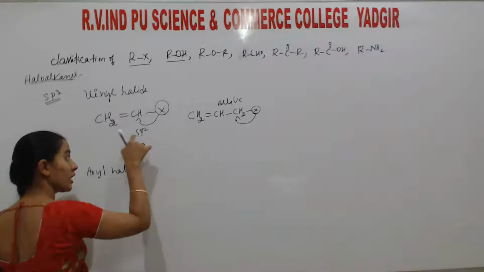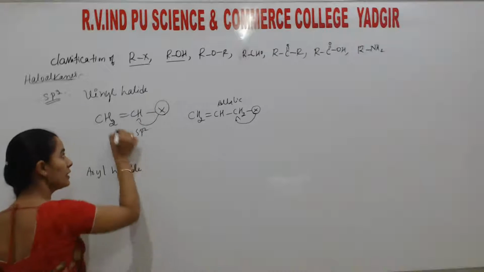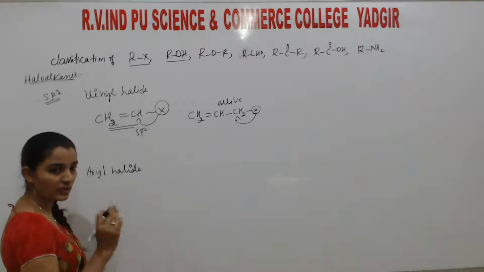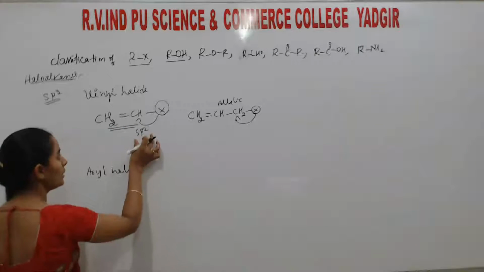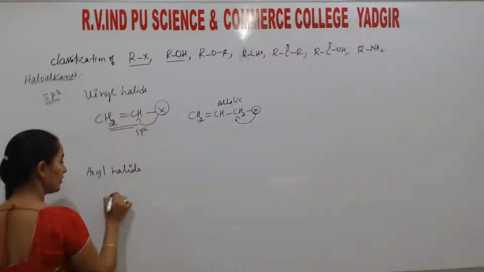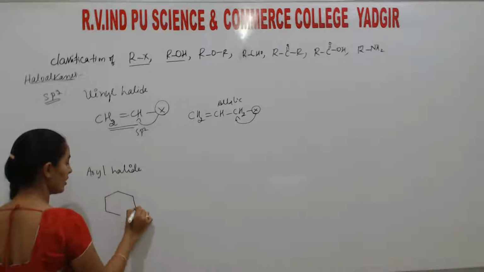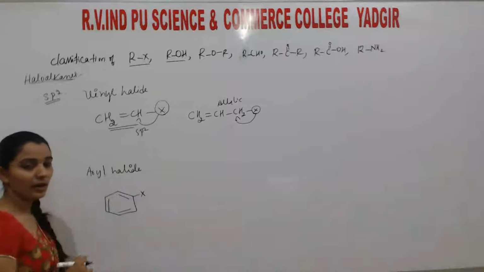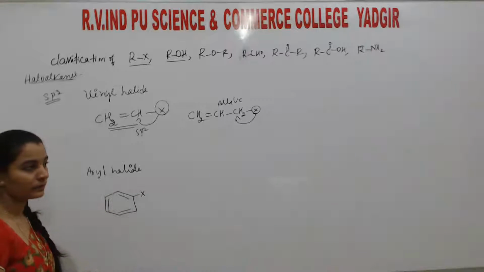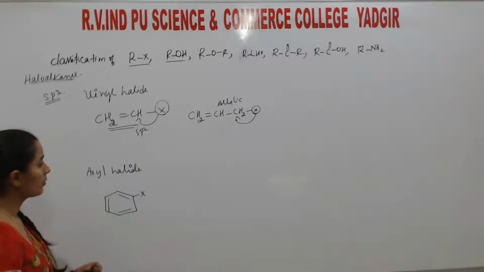When the halogen is directly attached to an sp2 carbon and the compound is aliphatic, meaning a straight chain other than an aromatic or benzene ring, then it is vinyl. If it is a benzene ring, of course all are sp2 hybridized here, then this is an aryl halide. Okay, so this is all about what?